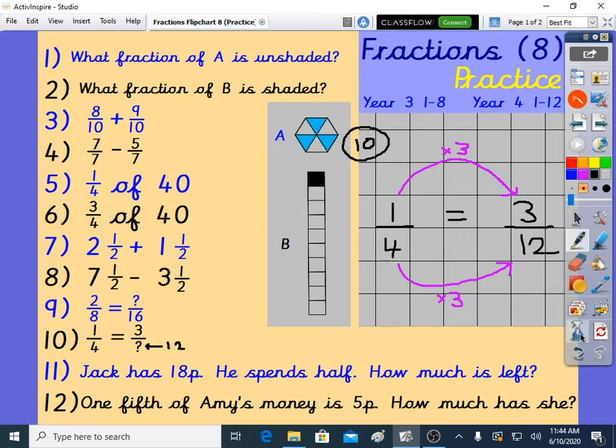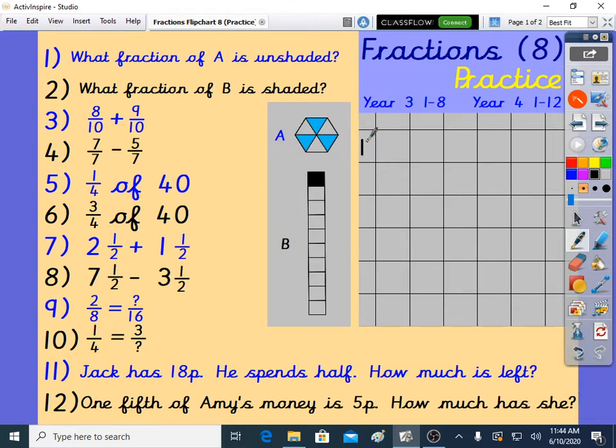And we're on question 11. We're on to some word problems. Can be quite tricky. Jack has 18p. He spends half. How much is left? So we've got to figure out what kind of question we're doing here, and we're actually doing a fractions of a quantity question. Jack has 18p, he spends half. We want to know what half of 18 is. And it's a fractions of a quantity question because it's a half, which is a fraction, it's an of, and it's a number, which is a quantity. Fractions of a quantity, half of 18.